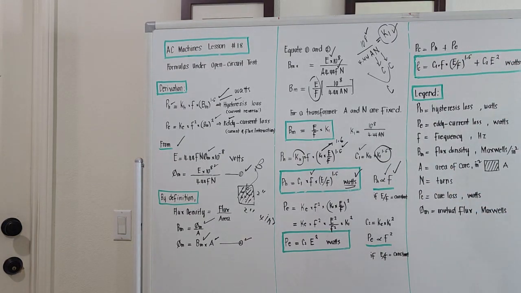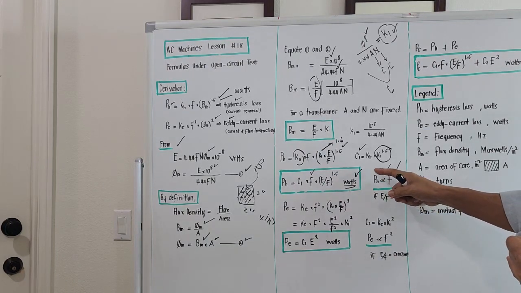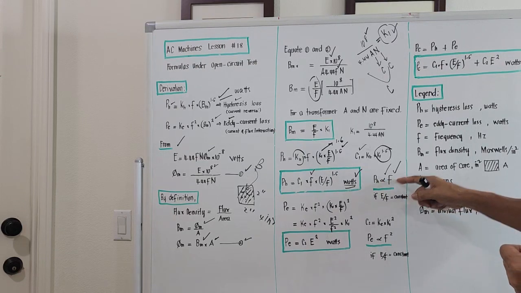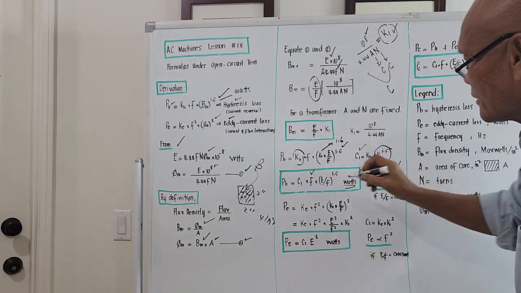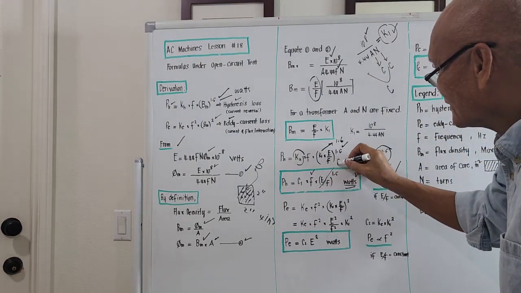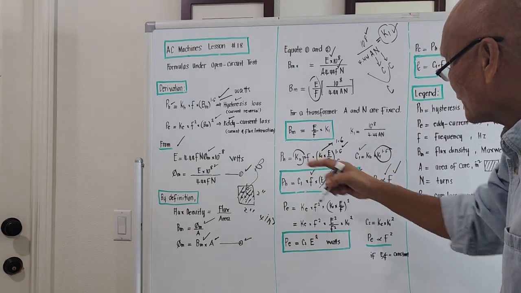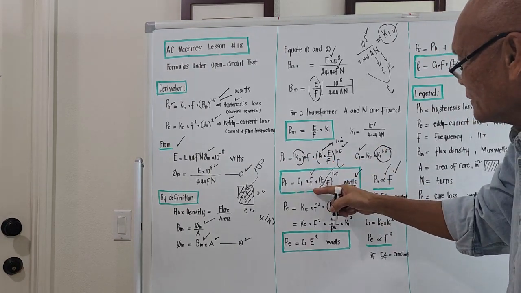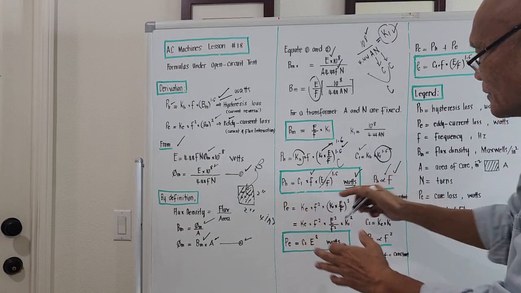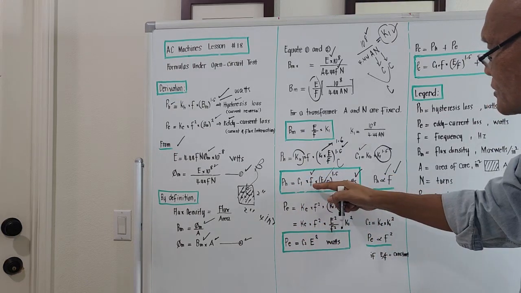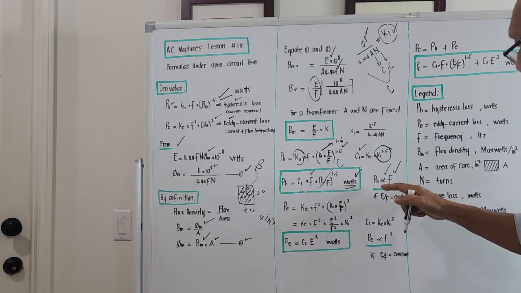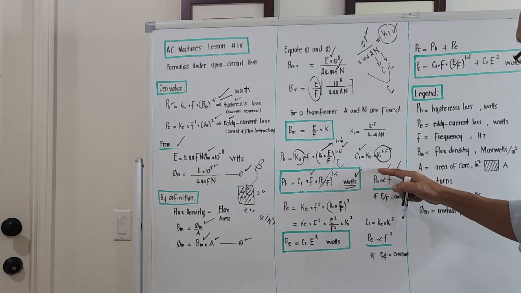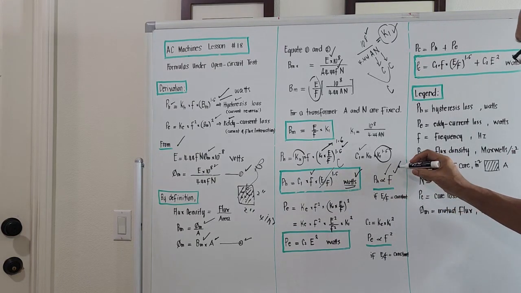If the induced voltage is fixed, we could say that the hysteresis loss is directly proportional to the frequency because this will now be constant. C1 times C will be a constant. So the remaining factor that will control the value of hysteresis loss on the right hand side is just the frequency. So I place it here. For hysteresis loss, this is directly proportional to the frequency.